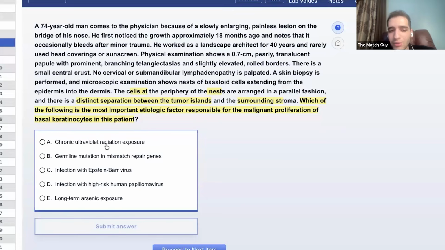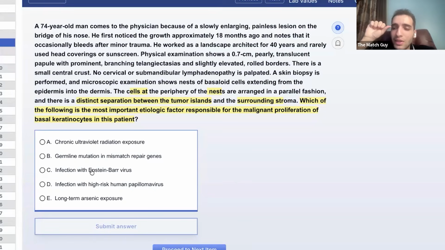So there is ultraviolet ray or radiation exposure, germline mutation in mismatch repair, Epstein-Barr virus, high-risk human papillomavirus, long-term arsenic. So I know right now they are asking about things that are causing an oncogenesis or are causing cancer in general, because ultraviolet radiation causes cancer. Germline mutation in mismatch repair, that would be Lynch syndrome, which can cause colorectal carcinoma. Okay, infection with Epstein-Barr, guys. Epstein-Barr virus can cause many cancers.